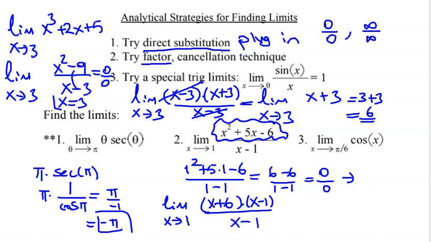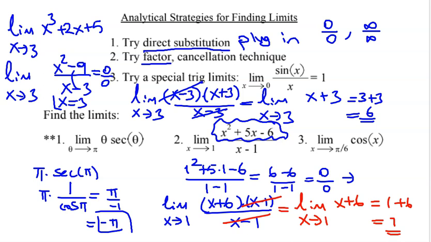You see that? Bingo. We're going to cancel these two out, and then we're going to wind up with this limit: limit x approaches 1, x plus 6, which is a polynomial expression, and we can easily do plug-in. So 1 plus 6, and we get this limit value, which is 7 for the second problem.